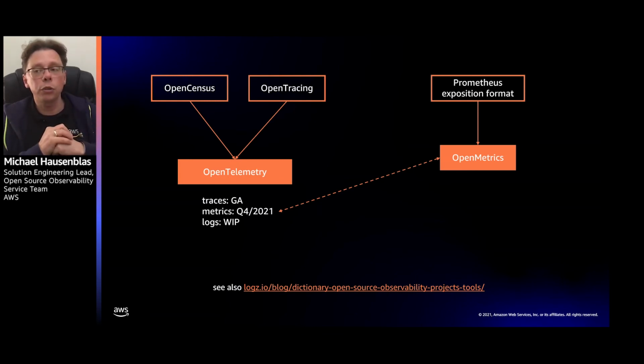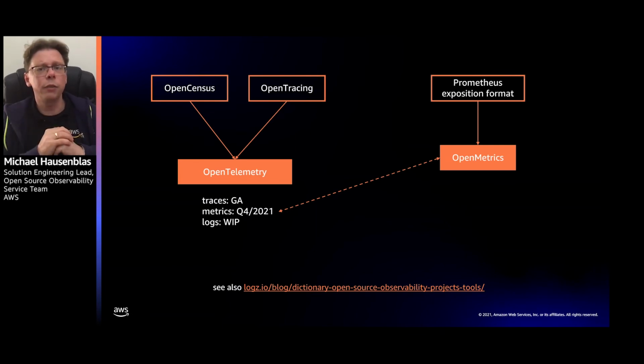You can use them in production. In terms of the metrics signal type, we are still working on that. So the different stakeholders there, the Prometheus community and the OpenTelemetry community, are working together in a working group to make sure that the metrics are also stable as soon as possible, and the logs are still work in progress.